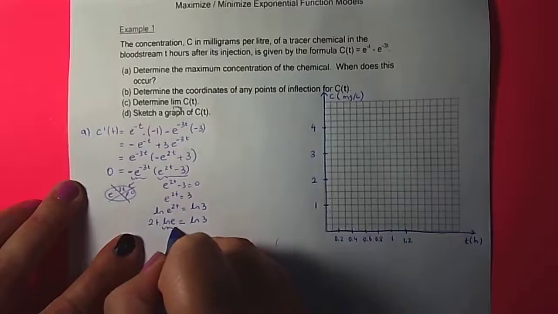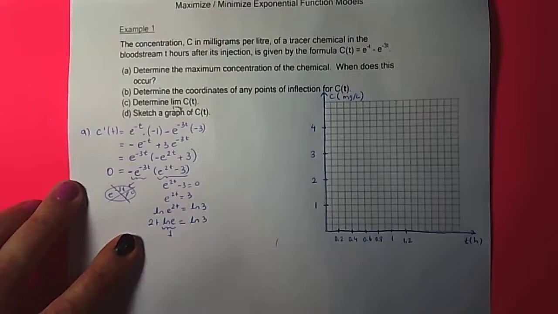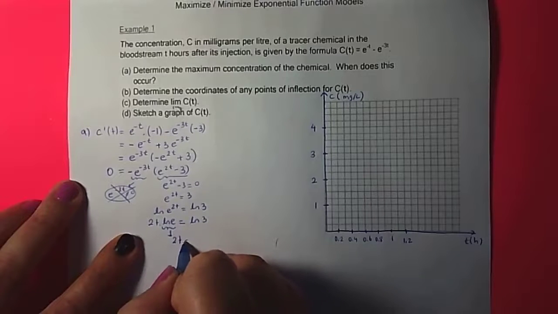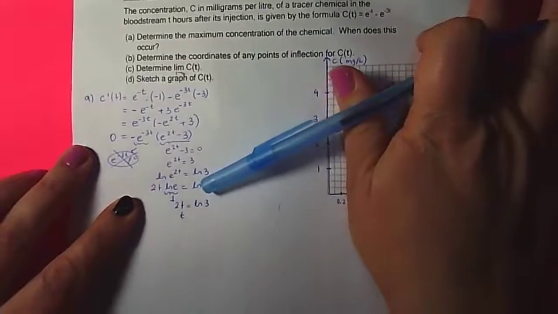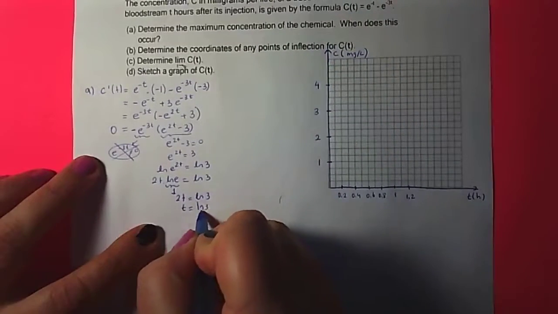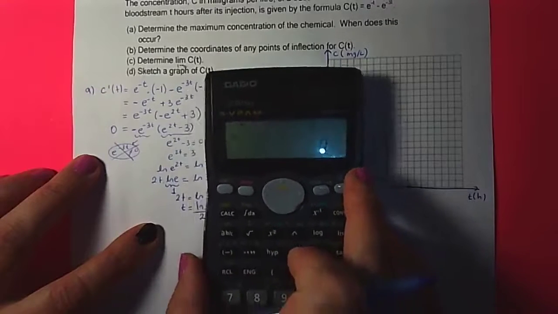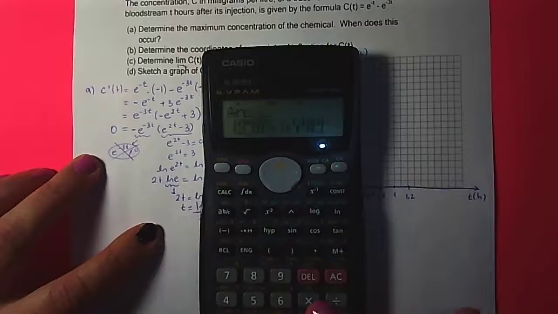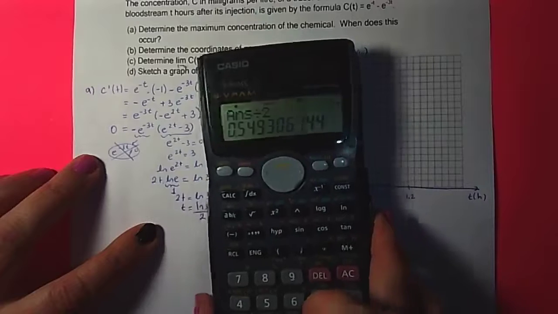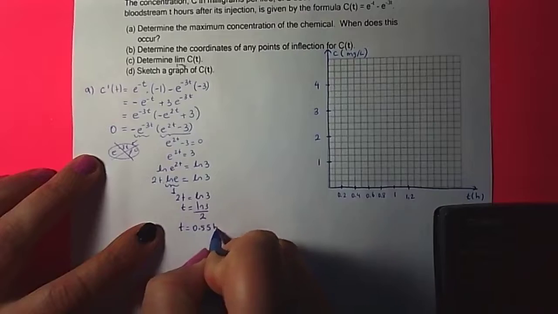And previously we learned that ln e is the same as log base e of e, and that is equal to 1. So basically we get 2t equals ln 3. So now we can divide both sides by 2 and we get ln 3 over 2. Now we can use our calculator to calculate the decimal value for this. ln 3 divided by 2. So 0.55. So approximately this is 0.55 hours.